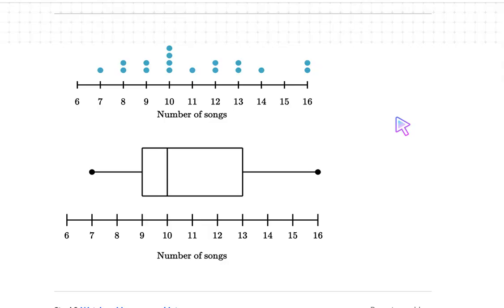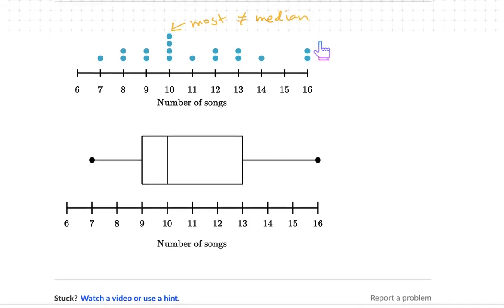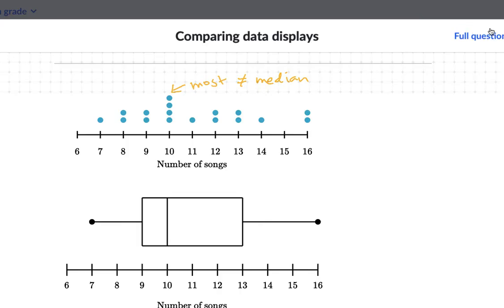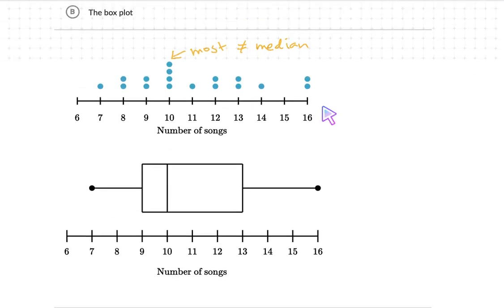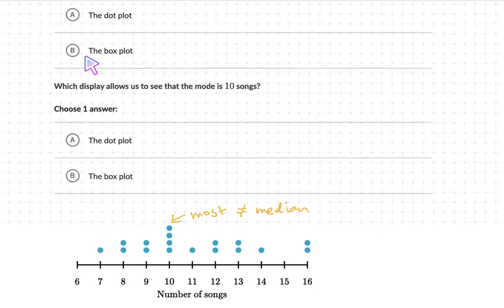You should have said that it's the box plot. I can easily see that the median is 10 songs here. While this right here, I'm not sure if this is the median, or maybe it could have been 11 or 9. Right here, all I know is the most amount of songs was 10. But most is not the same as the middle. Okay? So, I don't know. I can't see that. It would have to be the box plot. The box plot shows me the middle because it's literally just a line.